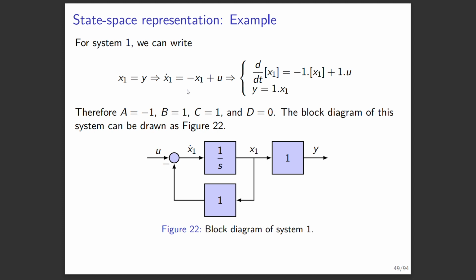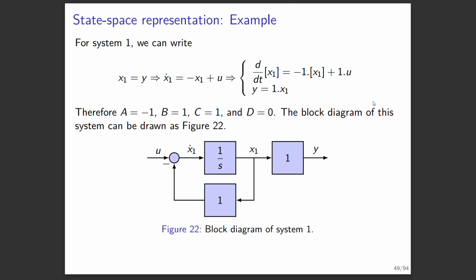And I need an equation for output. I need an equation that has y on one side and x's and u's on the other side. And look, I already have that. I have y equals x1. So my ABCD matrices that describe x dot equals Ax plus Bu, y equals Cx plus Du would be negative 1, 1, 1, and then 0.